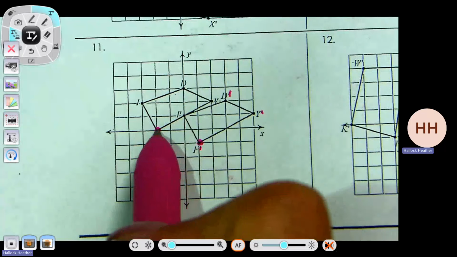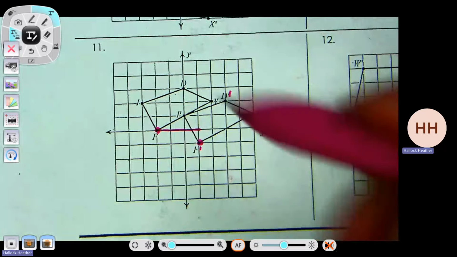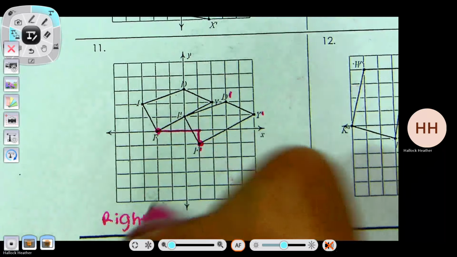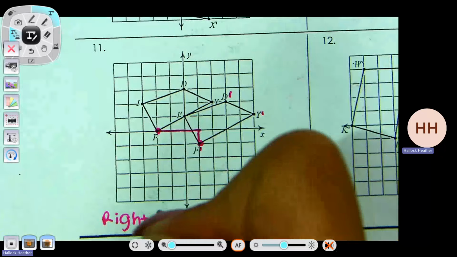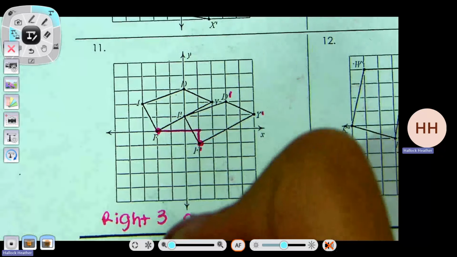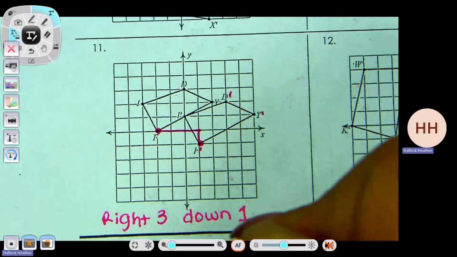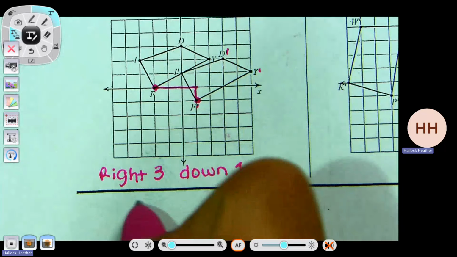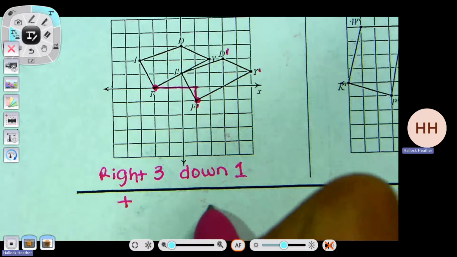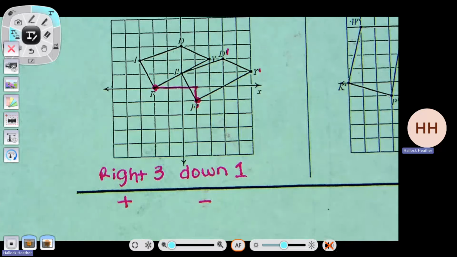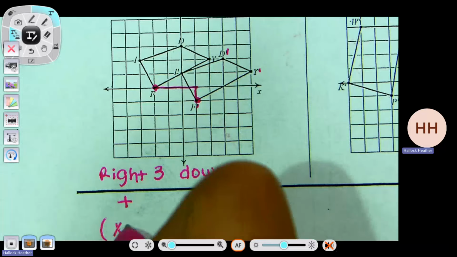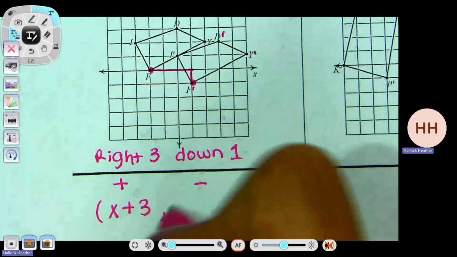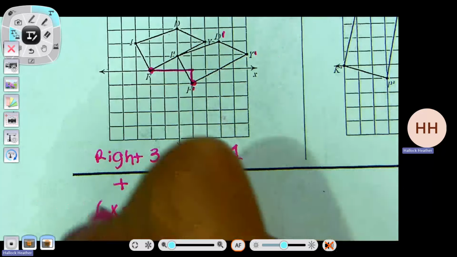So I went to the right, and then I had to go down. I went right 3, and I went down 1. So that's in words. We're going to write it in translation notation. If I went right, that's plus. We went down, that's minus. So we're just going to fill it in. We're going to say x plus 3 because I went right 3, and I went down 1, so y minus 1.